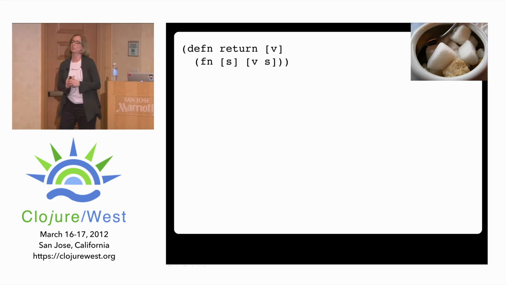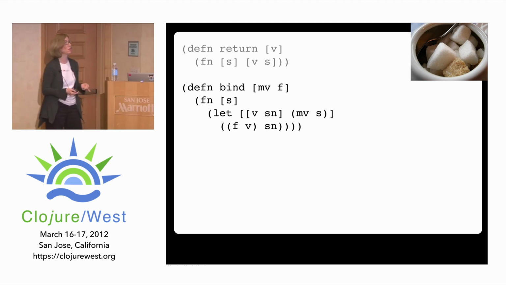So we might have to also change this return function slightly so we can accommodate this state of the sugar cubes that we're starting out with. So instead of having just a value that we're returning wrapped, we're going to return a function of the state with a vector of the value and the state. So a little bit of a change. But if we're modifying the return, then we also have to modify the bind.